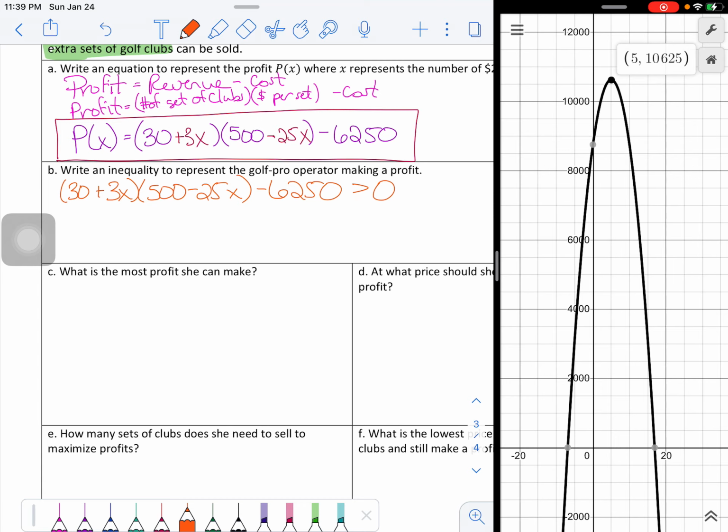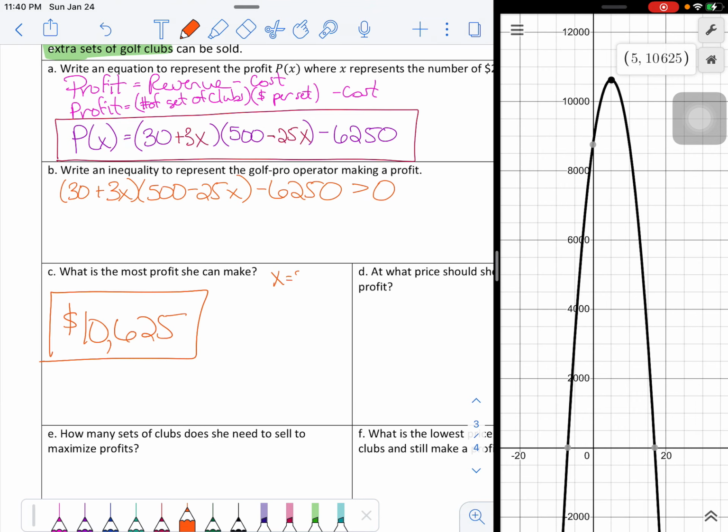And what I just did is I tapped on the graph once to darken it, and then I tapped on the topmost point here, which is the maximum. So what is the most profit she can make? The profit is our y value here. So that's going to be $10,625. So that's the most profit. And that's happening when x is equal to 5.